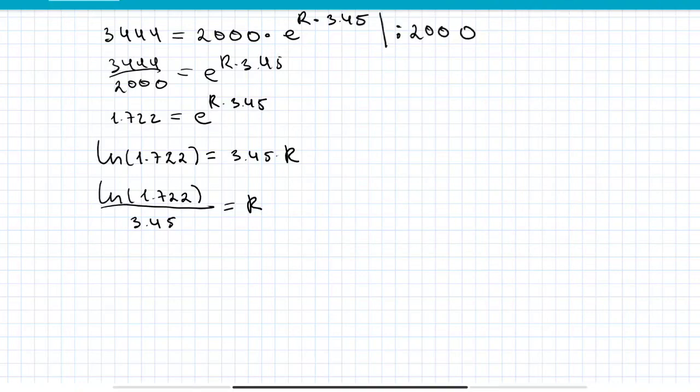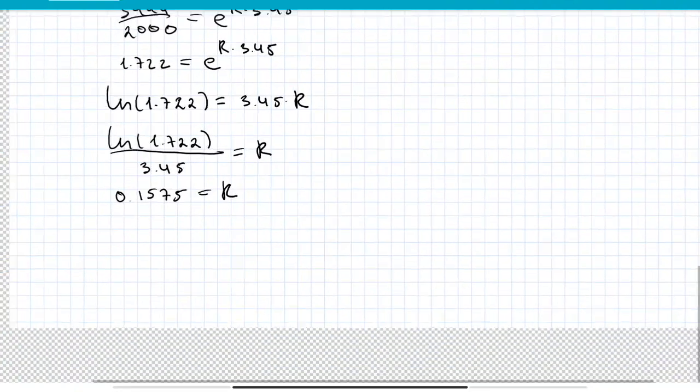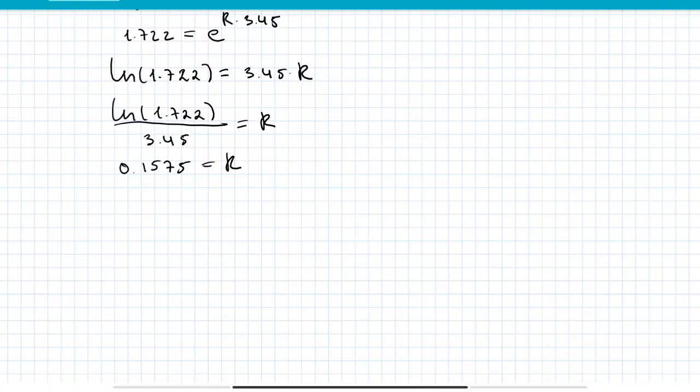If we calculate these values, it's going to be 0.1575 as R, but don't forget to multiply it by 100% to make it a percent, so it will be 15.7% interest rate that is needed.